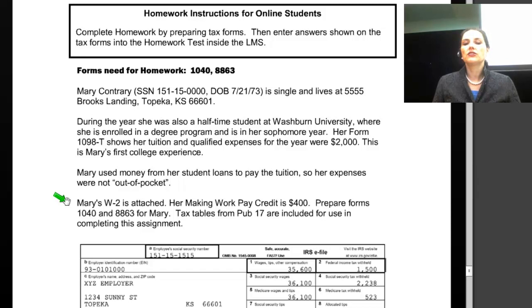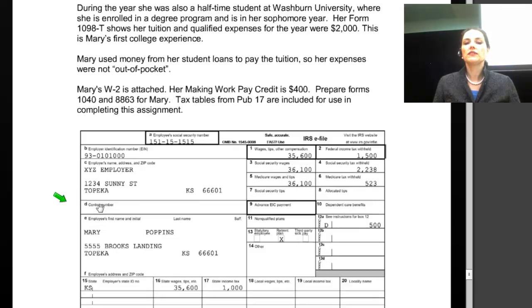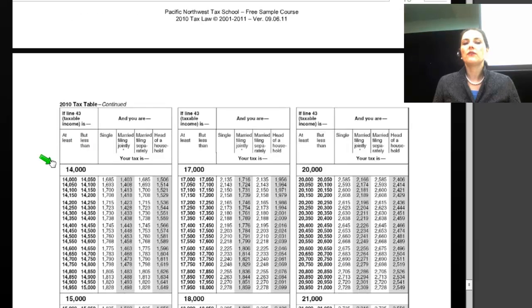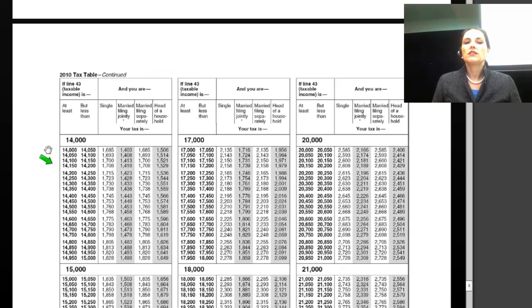Her W-2 is attached. Her Making Work Pay credit is $400. Prepare Forms 1040 and 8863 for Mary. And just for your reference, here is her W-2. And then on the next page, I have cut out the tax table that you would need to reference in figuring Mary's tax. So at this point, we are at the end of our lecture, but I did want to show you a couple of things before we sign off.